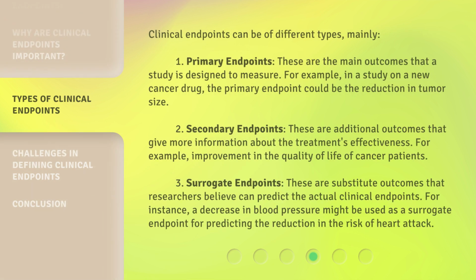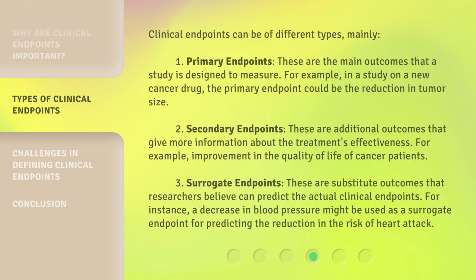Clinical endpoints can be of different types, mainly 1. Primary endpoints. These are the main outcomes that a study is designed to measure. For example, in a study on a new cancer drug, the primary endpoint could be the reduction in tumor size. 2. Secondary endpoints. These are additional outcomes that give more information about the treatment's effectiveness. For example, improvement in the quality of life of cancer patients.